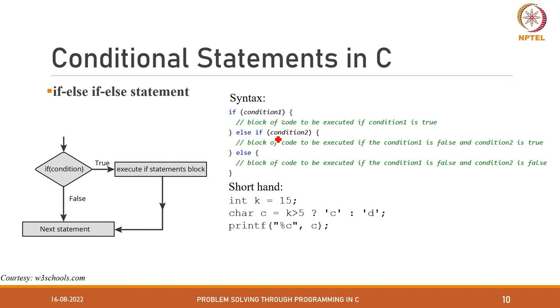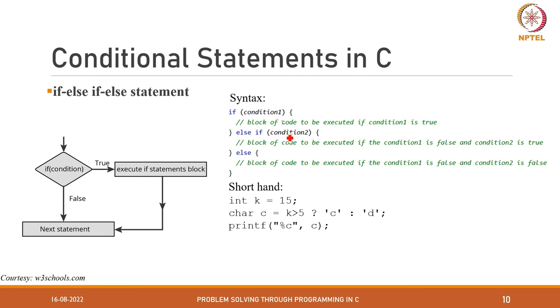And if we have multiple such conditions which need to be separated from each other, we'll write condition 2 and another block of code here, which will be executed only if condition 1 is false and 2 is true. So if 1 was true, it will not even check the next conditions. It will directly go to the end. Now if 1 is false, only then the second condition will be evaluated.